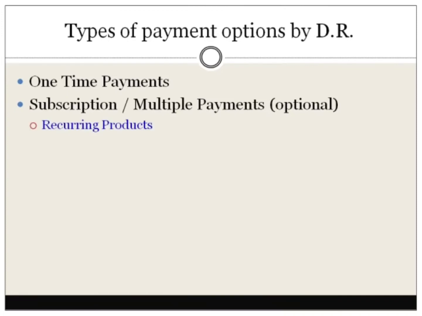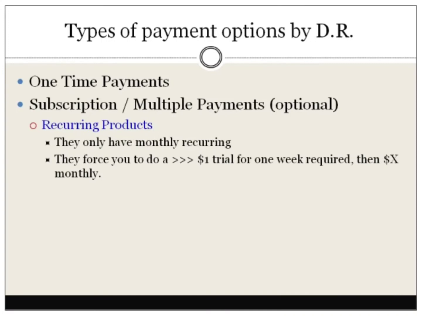The only thing that you need to be aware of is that with recurring products, they only have a monthly recurring. So if you want to do weekly or quarterly, they don't actually have this option. So that's why I was saying earlier on, there are some limitations. They only have a monthly recurring, and they force you to do a $1 trial for 1 week, which is required. Then you do an X amount of dollars monthly. So that's just something to be aware of, that they force you to do a 1 week dollar trial.